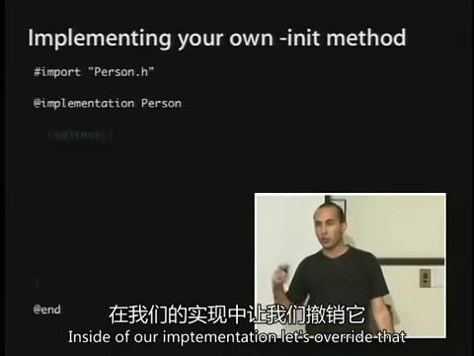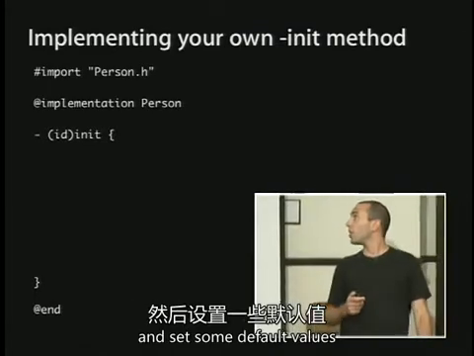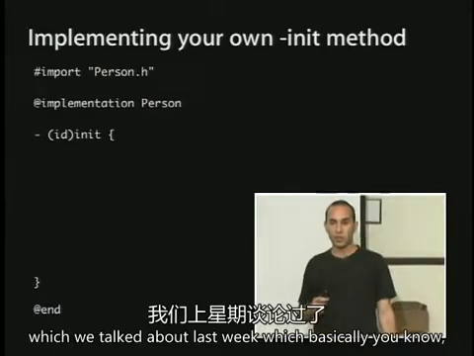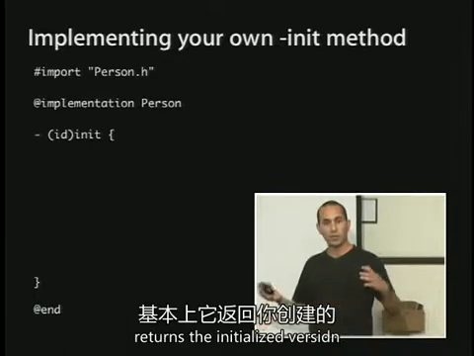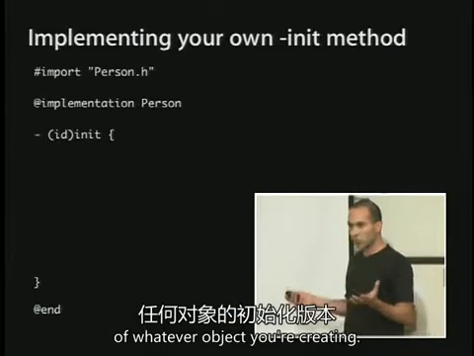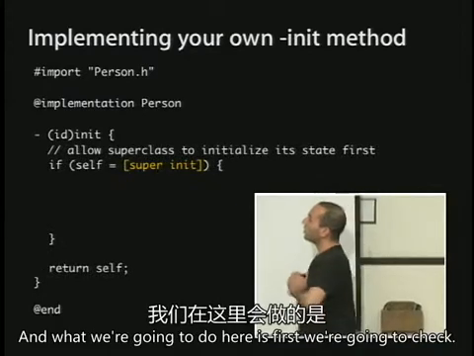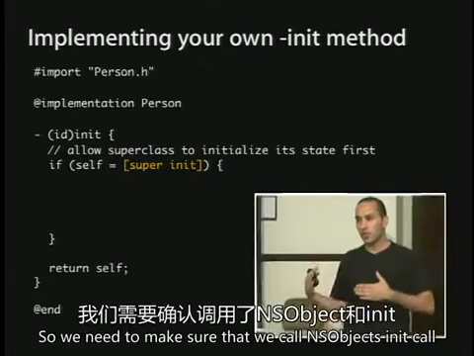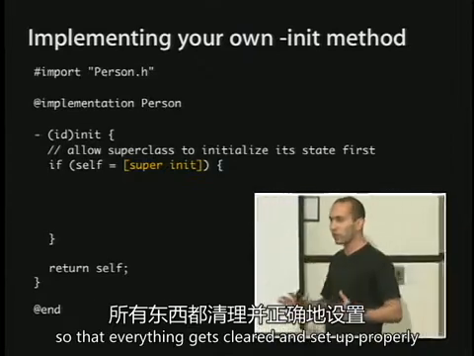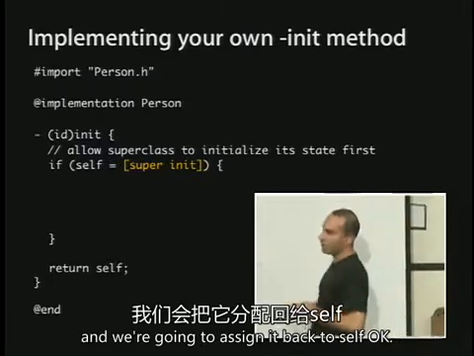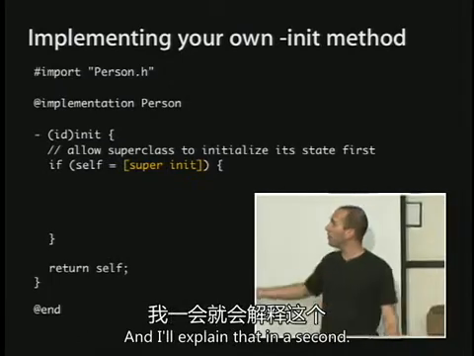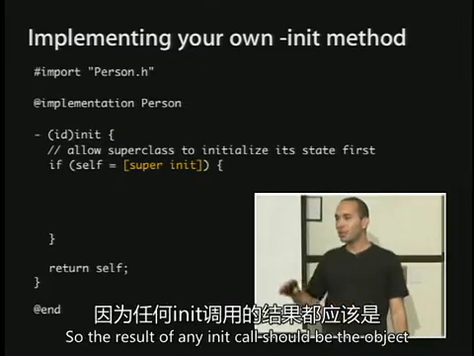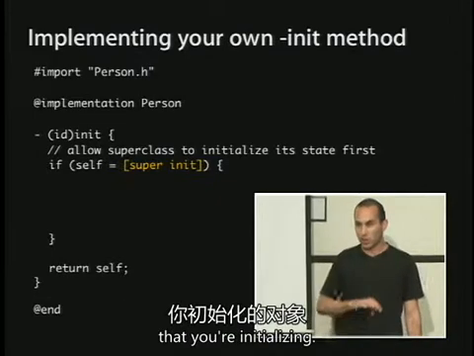Inside of our implementation, let's override that and set some default values. So we're going to set up this init method that returns id, which we talked about last week, which basically returns the initialized version of whatever object you're creating. What we're going to do here is, first, call super init. We need to make sure that we call NSObject's init so that everything gets cleared and set up properly. And we're going to assign it back to self. I'll explain that in a second. But down at the bottom of init, we're going to return self. So the result of any init call should be the object that you're initializing.